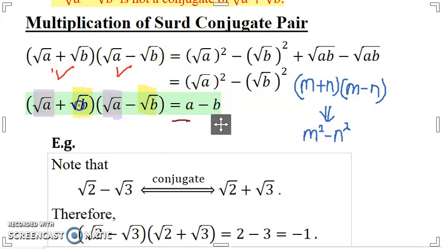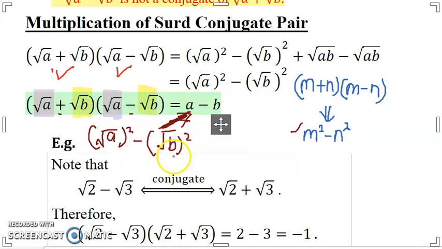So such multiplication, where again you see the signs, one is plus, one is minus. Before I go on further, the plus and minus sign, no matter which comes first, is alright. It should produce the same result according to this formula. So I have the answer according to the formula, m squared minus n squared. Simplify the square roots: the square of the square root we simplify, we have a minus b. So this is the concept I need you to be aware of.